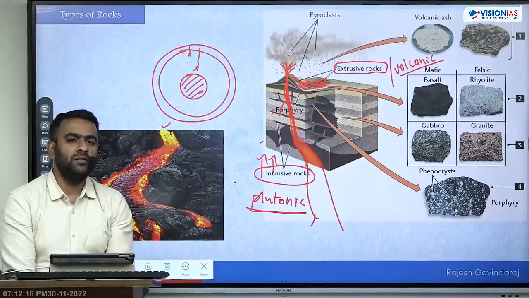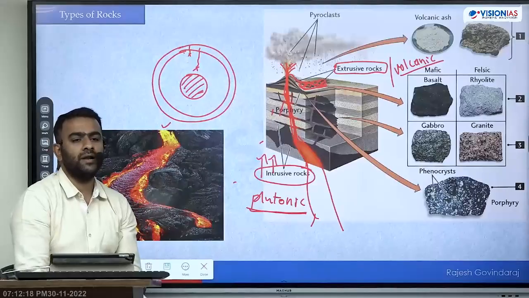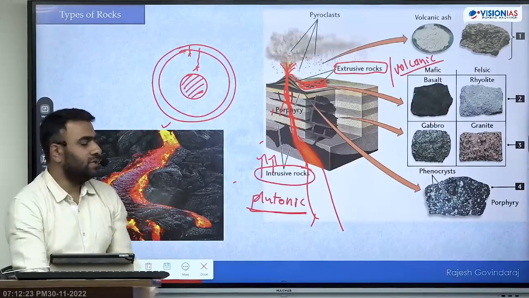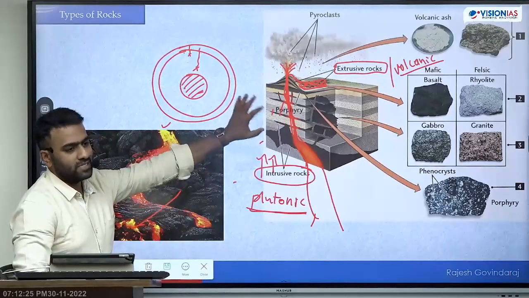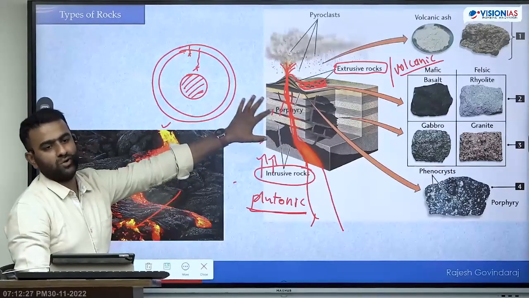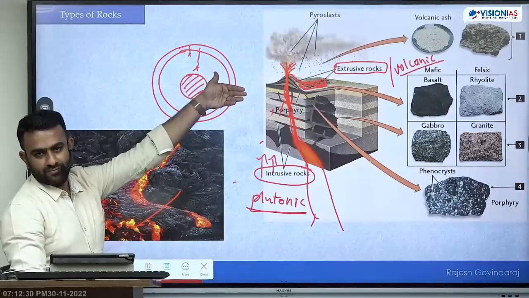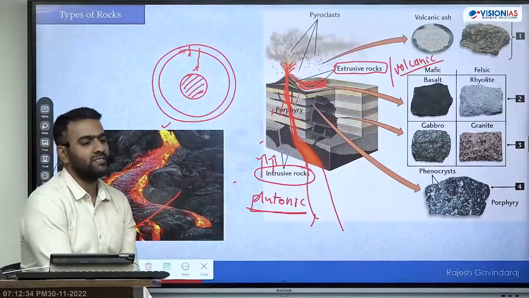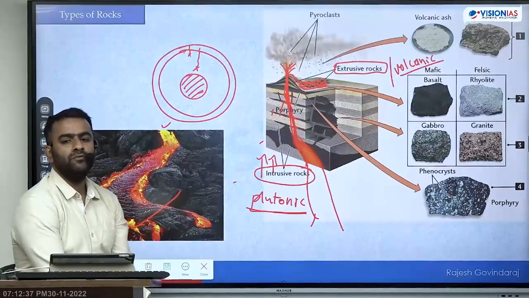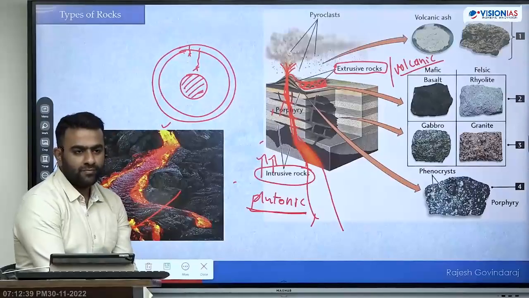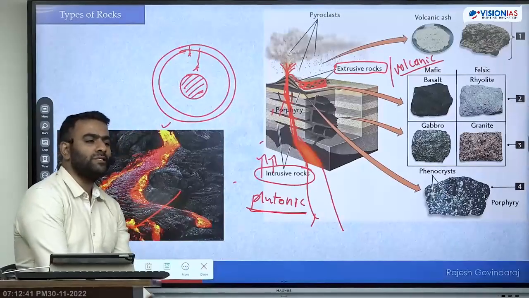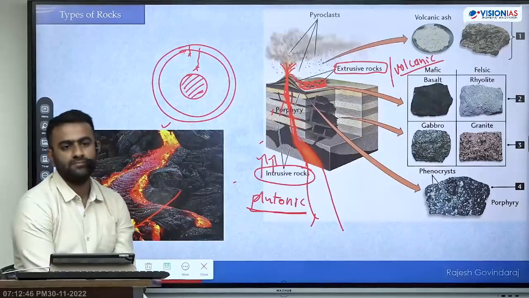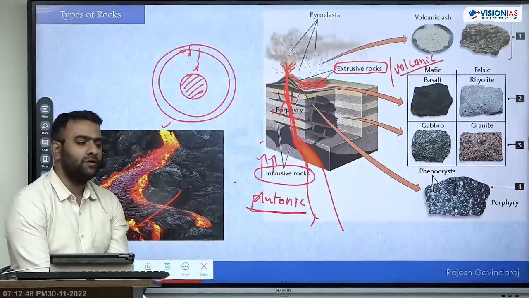Why? The first difference is due to the rate of cooling, the rate at which the temperature decreases. Within the rock layers, there is already some amount of heat. The temperature is not as low as the surface, because of which it will not let this magma cool down at a faster rate. It will cool down very slowly. When magma cools down very slowly, it results in crystalline texture. You might have seen granite.